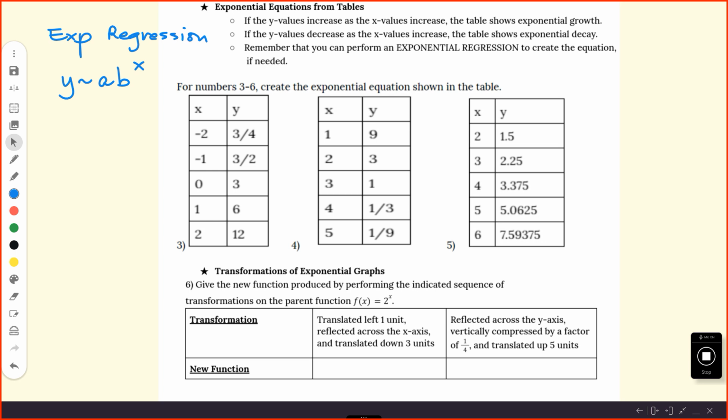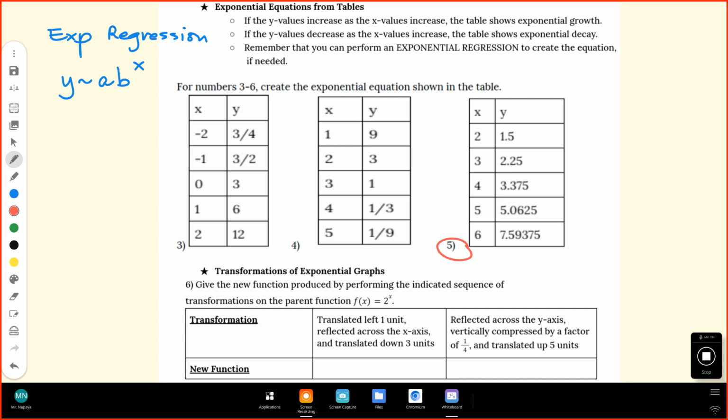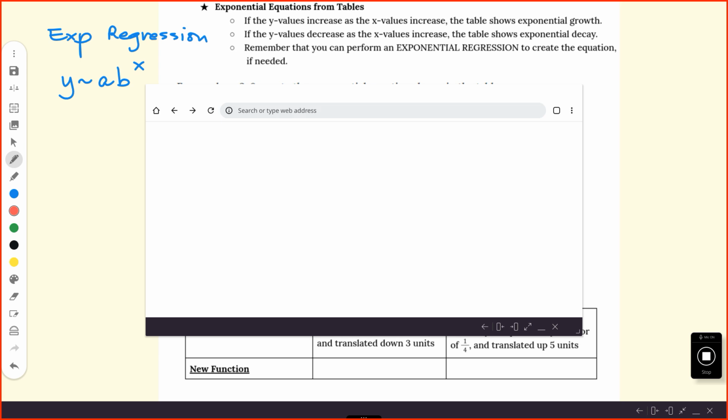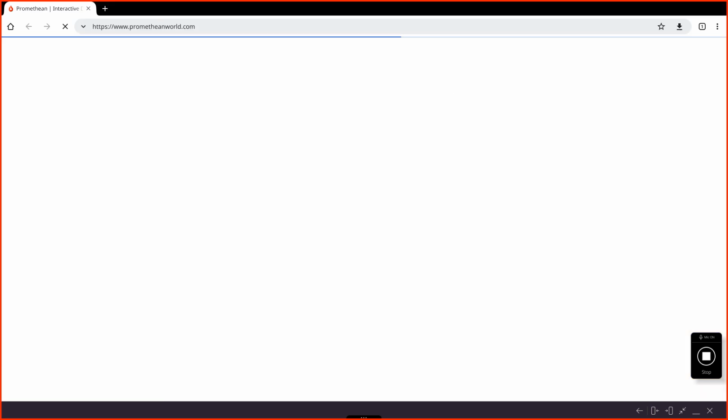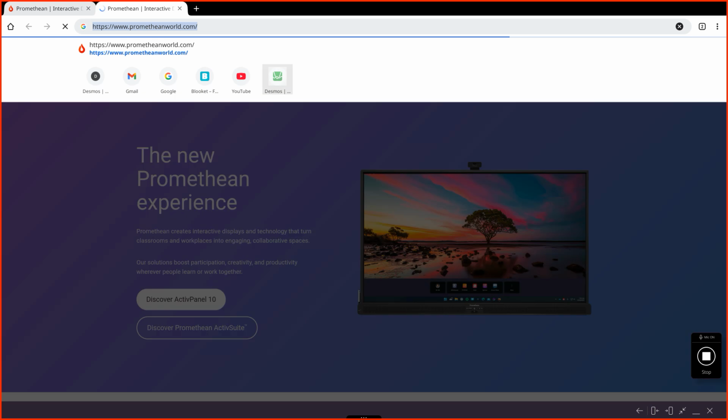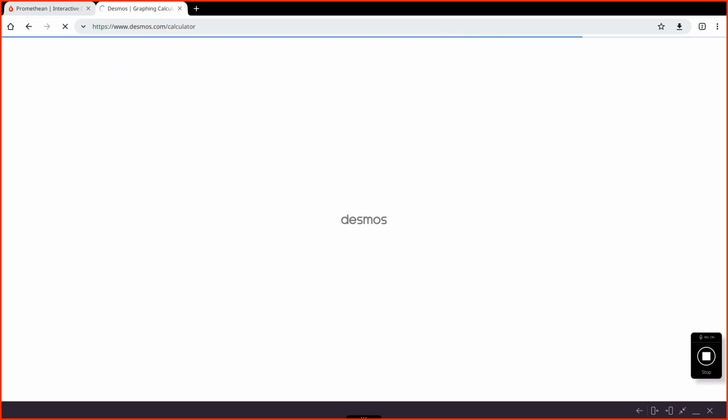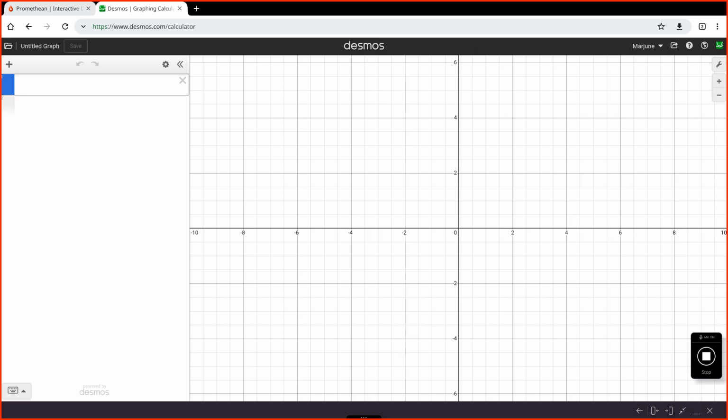Okay. So let's try to do, I'm going to do number 3 and 4, and you're going to do 5 for your practice notes. So let's do 3 and 4. Okay, pull up your Desmos here. And we're going to create a table. I think I have one saved already.